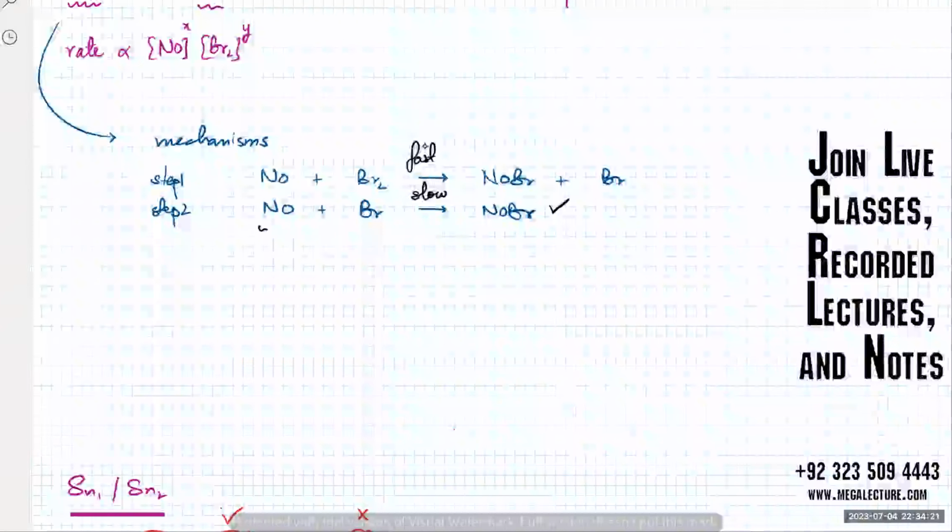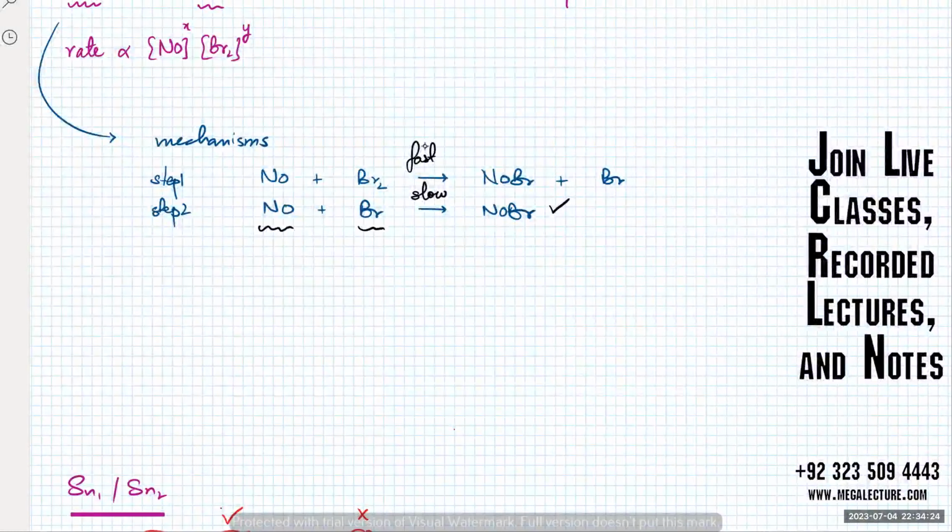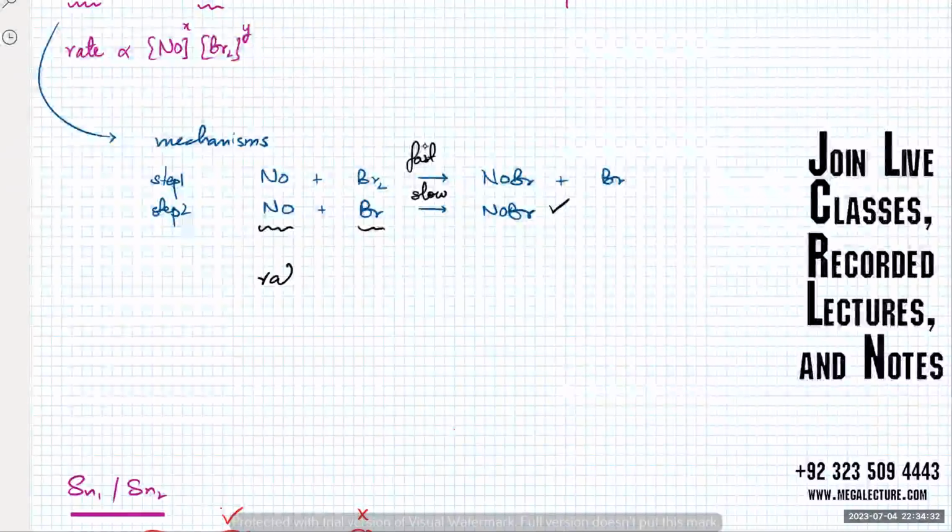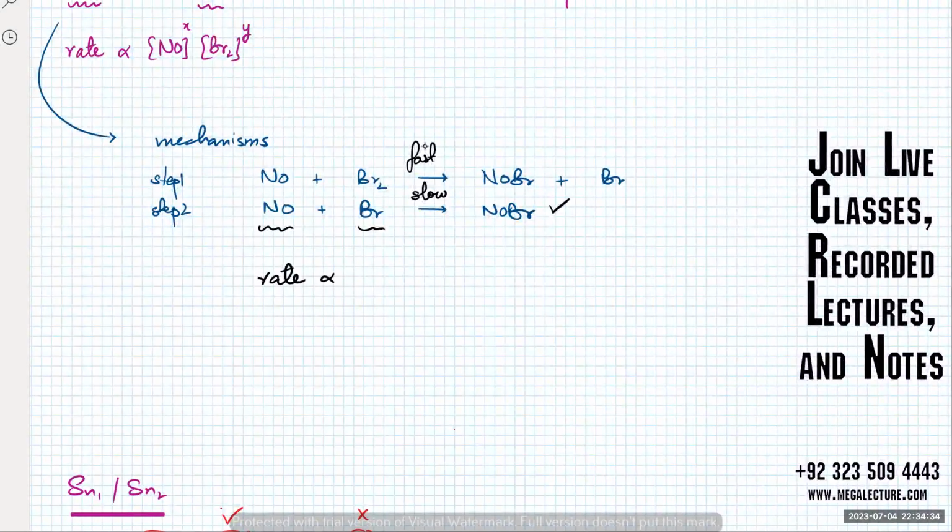So the rate depends on these two things, right? That means it doesn't really depend on anything that's involved in the fast step. It's dependent on the reactants that are involved in the slow step. So my rate equation would be that it's first order with respect to NO concentration, and first order with respect to Br concentration. Rate is dependent on these two things. Is that clear?